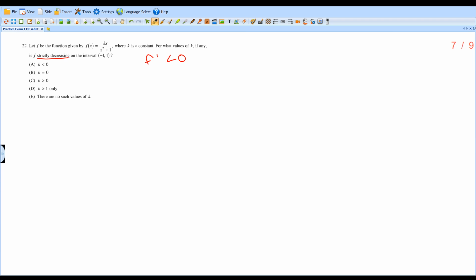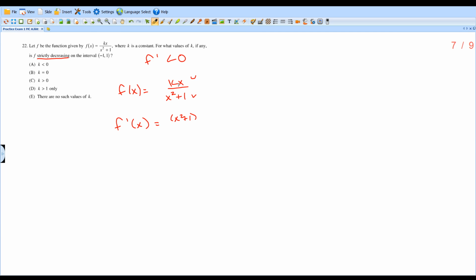So what I'm going to do is take the derivative of this function. I have f of x equal to kx over x squared plus 1. If I take the derivative of this, I'll have to do the quotient rule. So that's v and u. Quotient rule is v, which is x squared plus 1, times the derivative of u.